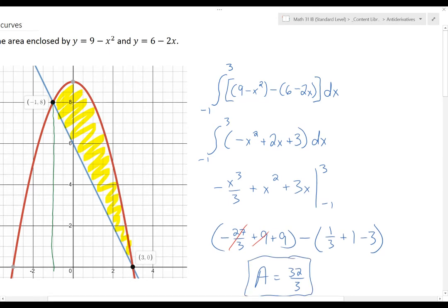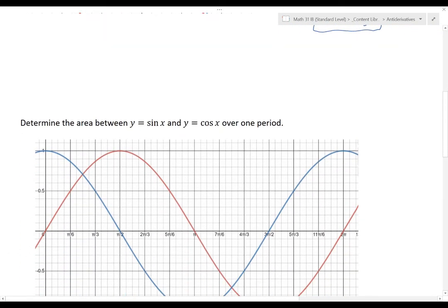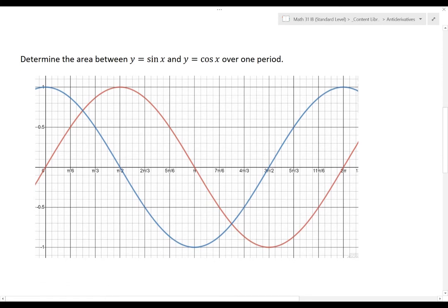Now, we should definitely always get a positive value here for area. So if you get a negative value, you've possibly subtracted your functions in the wrong order. So just double check. We have to be very clear that we're subtracting the top function minus the bottom function. This gets a little more complicated if you have multiple intersection points.